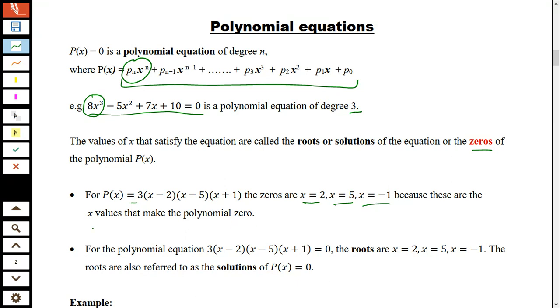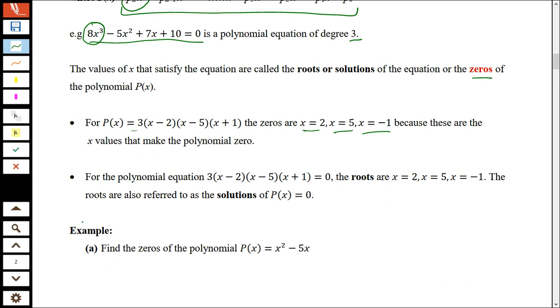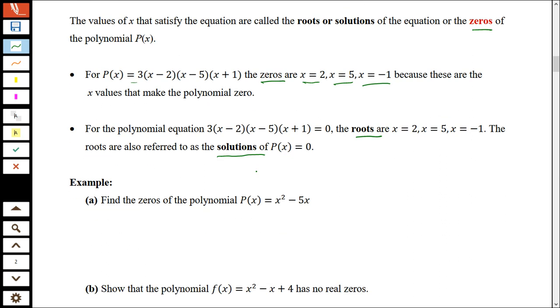Okay, now what about the next example? For the polynomial equation 3(x - 2)(x - 5)(x + 1) = 0, the roots are x = 2, x = 5, x = -1. The roots are also referred to as the solutions of the equation. So really the same sort of thing. Zeros, roots, solutions, they mean the same thing, which is basically the x values which you sub into the polynomial to get 0.